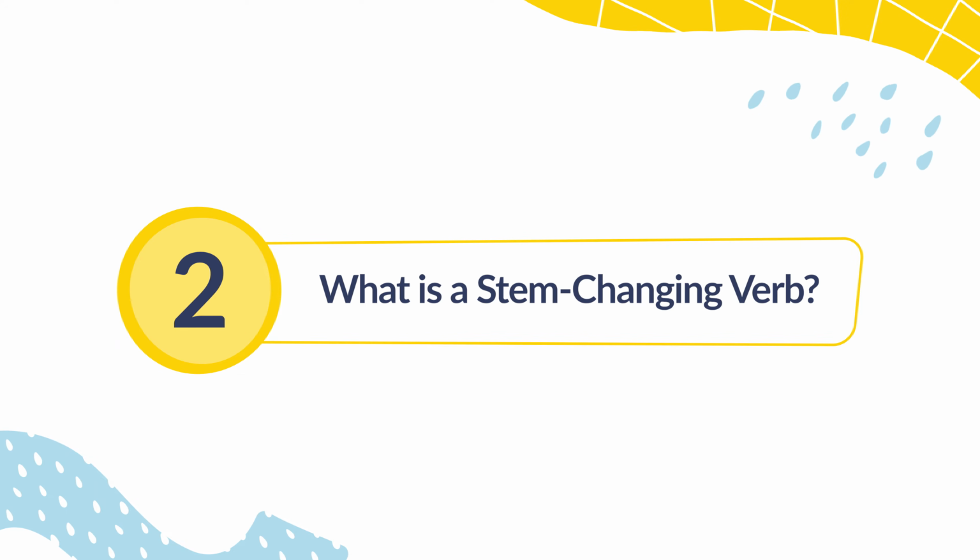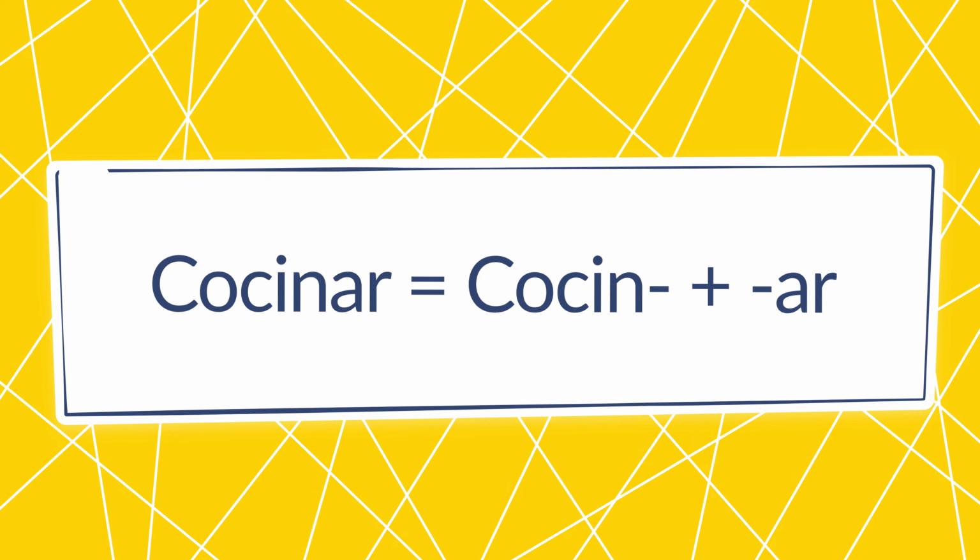Now on to our second question. What is a stem-changing verb? A stem-changing verb is one which changes its stem when it's conjugated. The stem is simply the part of the verb form that contains the underlying meaning of the verb. It's always at the start of the verb and combines with an ending or suffix to create a complete word. For example, the verb to cook, cocinar, has the stem cocin and the ending AR.